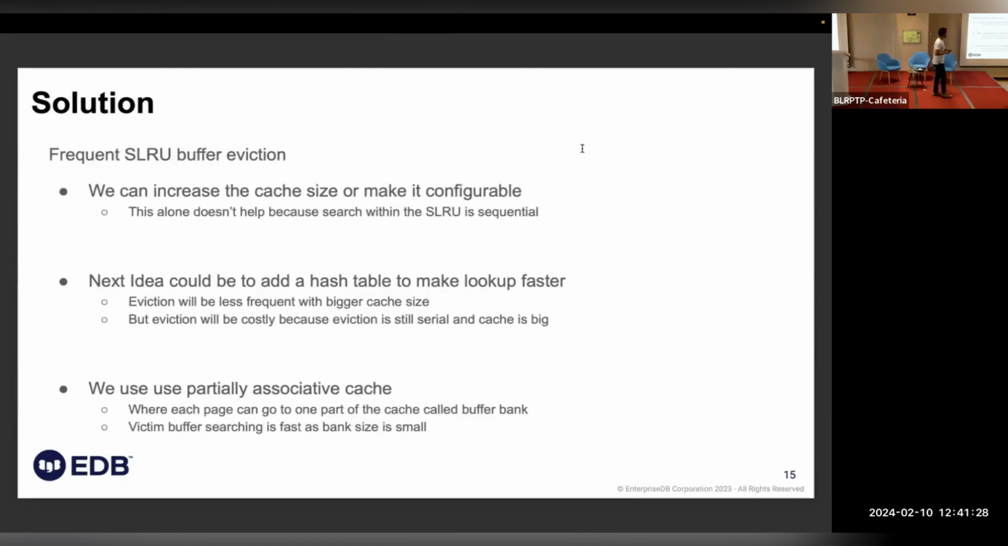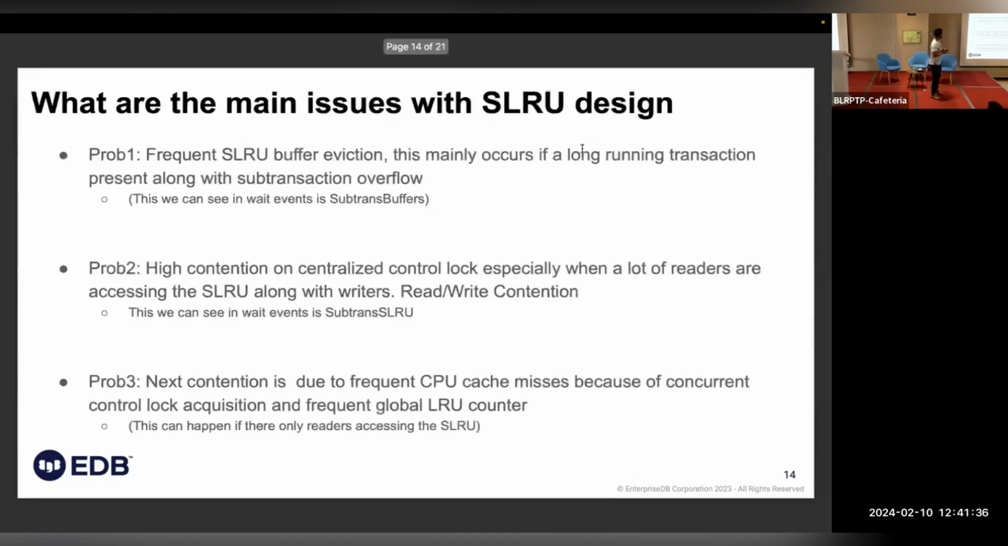Okay, now let's go into the solution area, what solutions we have tried in PostgreSQL and what performance numbers we have seen. So, any problems, or any questions related to that? I didn't understand the third problem. Can you explain again? The third problem, right?